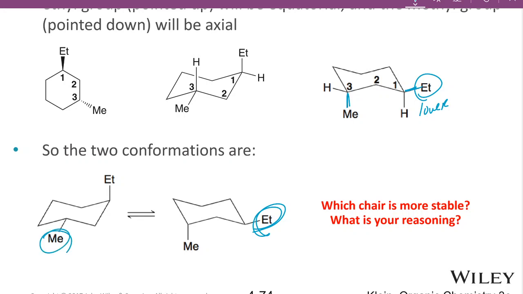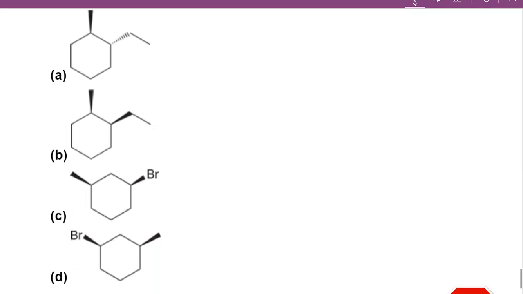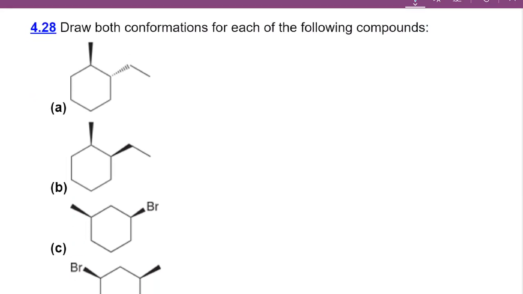So we can't have both of those groups in the equatorial position at the same time. Since they're on opposite sides of the ring, when one of them is axial the other one is equatorial, and we can't have them both equatorial at the same time. So the larger group being equatorial is going to be better than the smaller group being equatorial, because the smaller group being axial is going to be better. So these 1,3-diaxial interactions are going to be lower for the smaller group. So let's draw both chair conformations of these compounds and see which is lower energy.